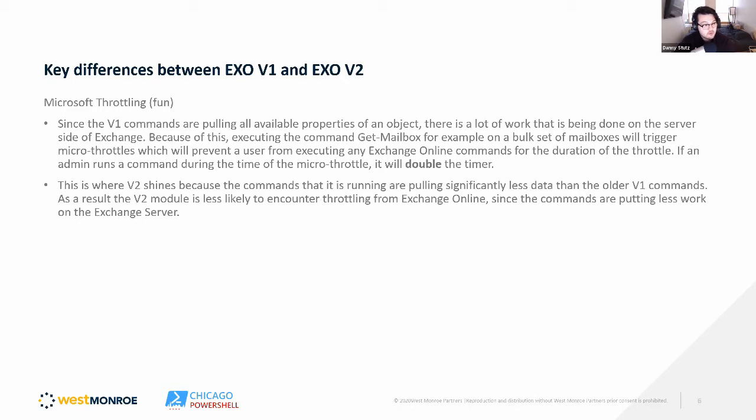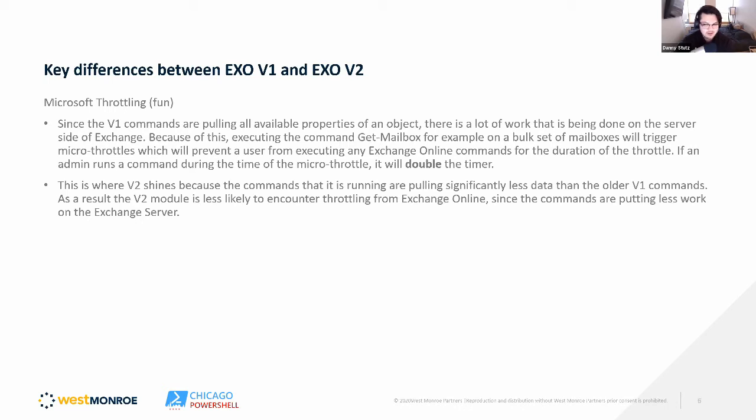Sometimes Exchange will throw what are called micro-throttles. Micro-throttles are basically Microsoft saying, hey, you're using way too many resources right now. You're slowing down everything. You get a throttle and you can't execute any commands for the next however long the timer is. The catch here is if you do run a command during that time, it'll actually double the timer for the throttle, which can be extremely annoying. And sometimes these get thrown at random times. I mean, it's never at the same exact time.